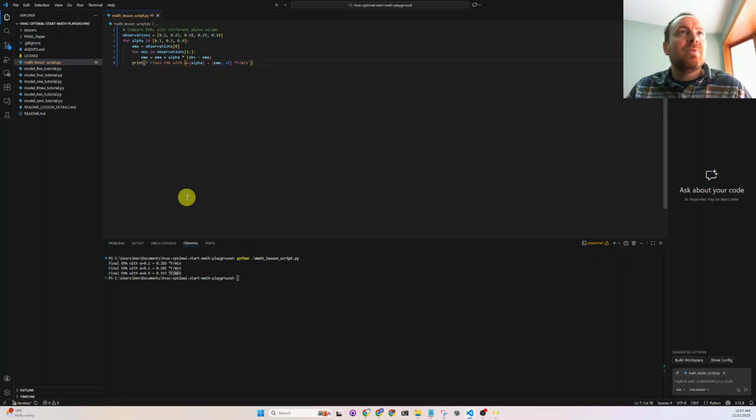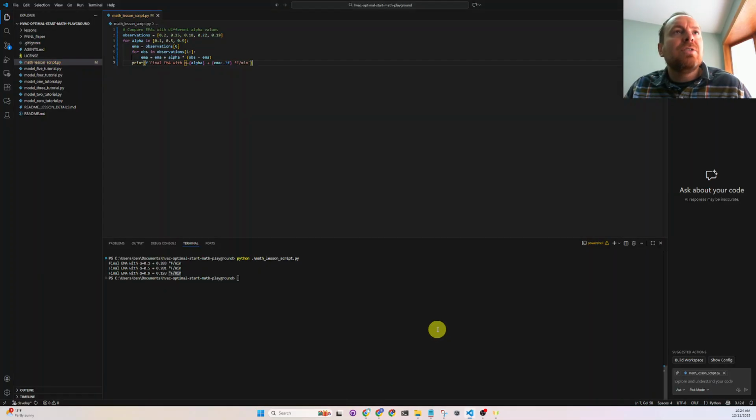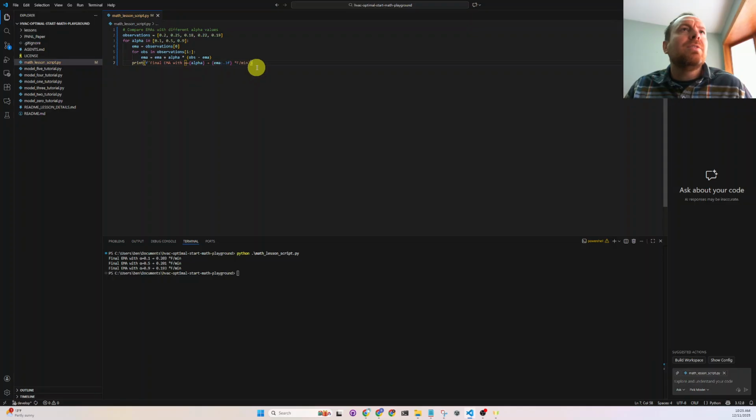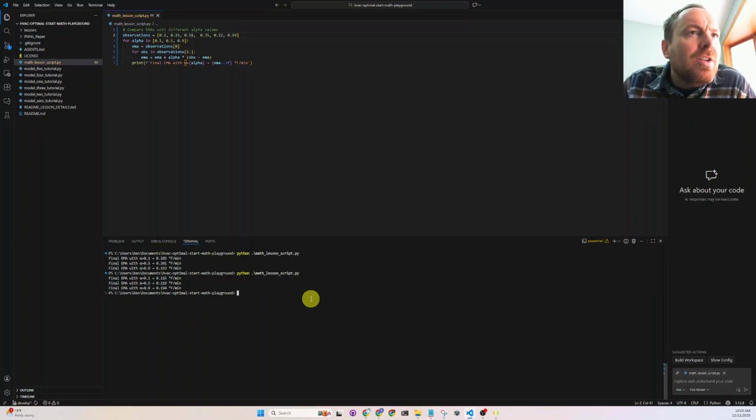All right, so this wants us, using the code above, to try adding an extreme observation into the mix, and how do the EMAs change? So maybe I'll just throw this in here. So not too much actually. It's kind of interesting, I guess, because we can still see the old values.